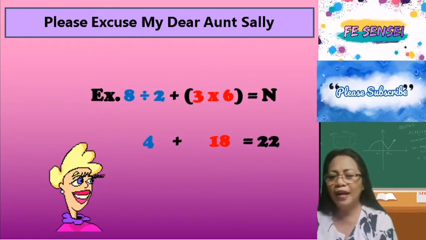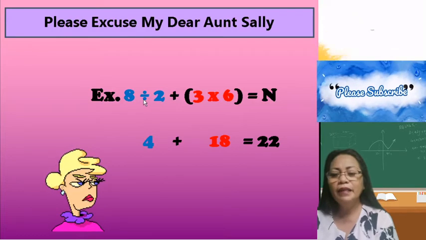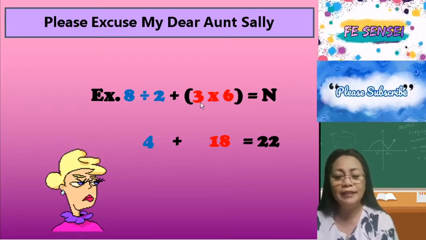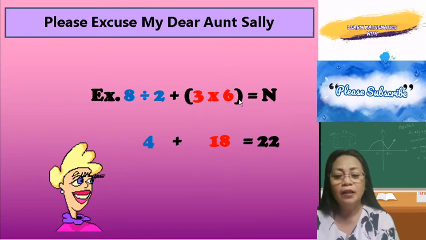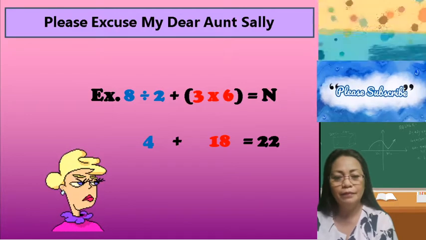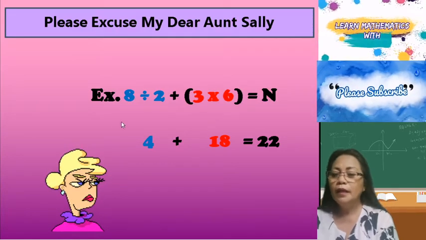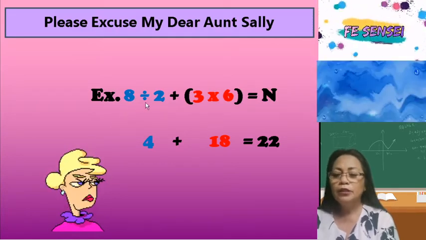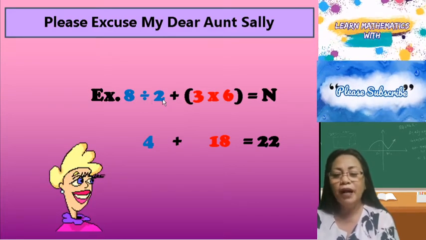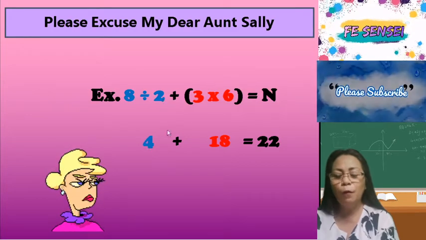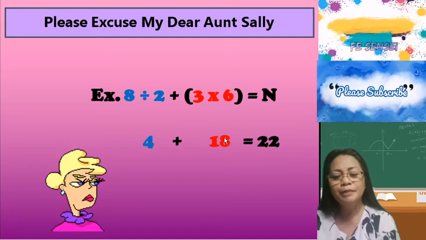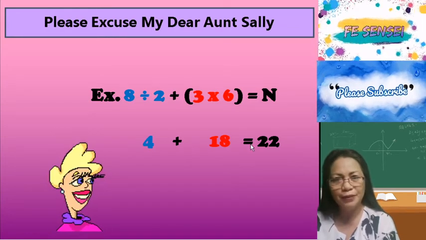Okay, let's try. 8 divided by 2 plus open parentheses 3 times 6 close parentheses equals n. So 8 divided by 2 equals 4, and 3 times 6 equals 18. That is 22.